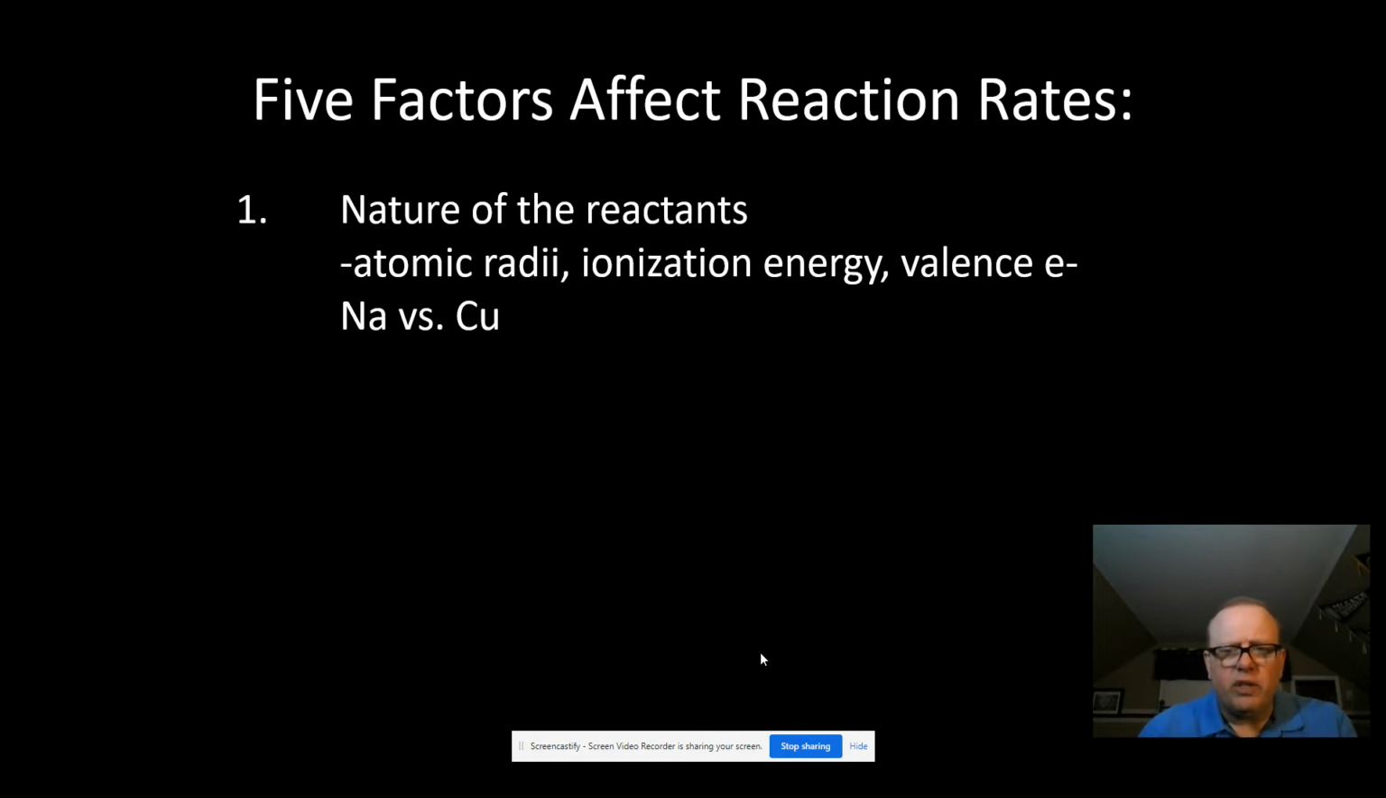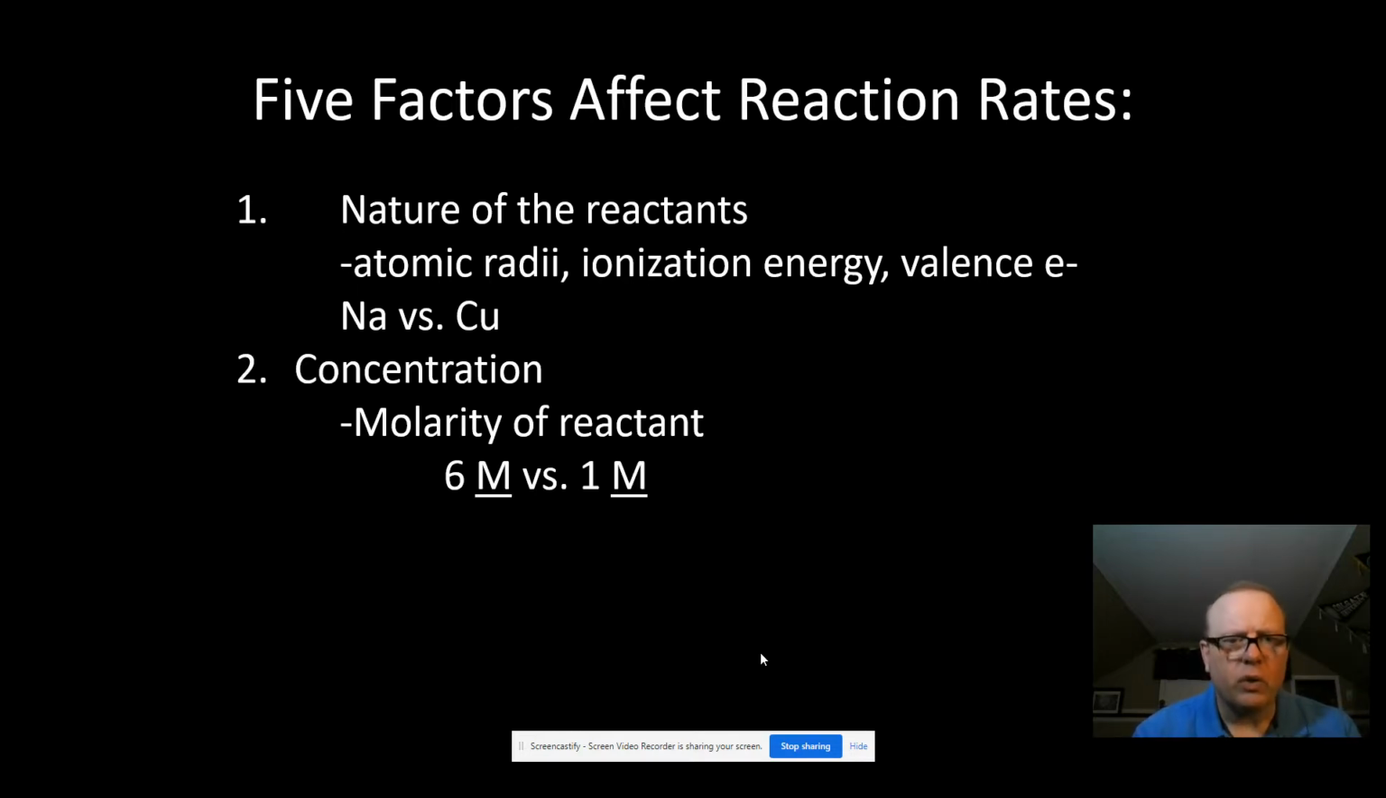And if you think of as an example, sodium versus copper. Sodium with 1 valence electron and a very large atomic radii, very active, going to react very fast when compared with something much more stable like copper. So the nature of the reactant is a huge factor.